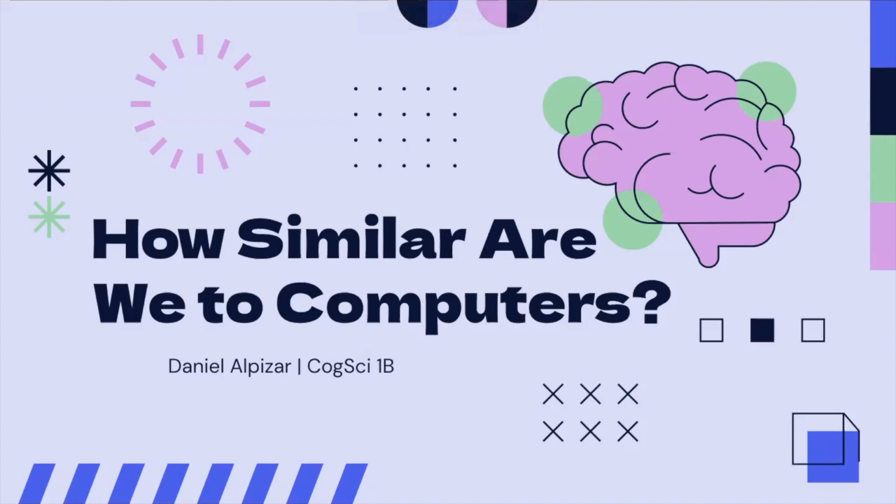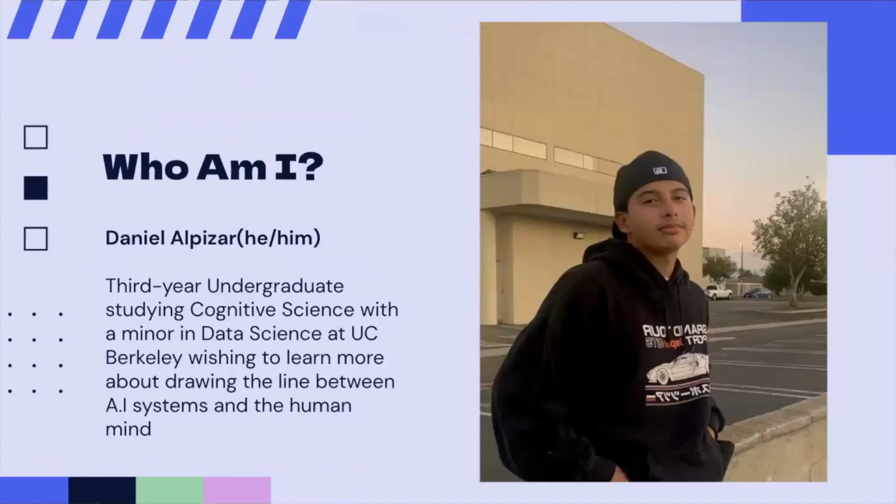And this is my presentation for Cog Sci 1B. For my topic, I had chosen how similar are we to computers, and by we, I refer to the human mind/brain. So who am I? I think this is important to consider as I am doing this paper and presentation, just because of my motivations and why I am doing this.